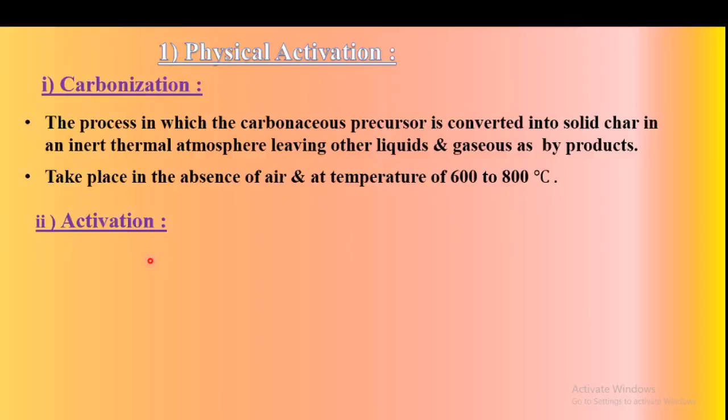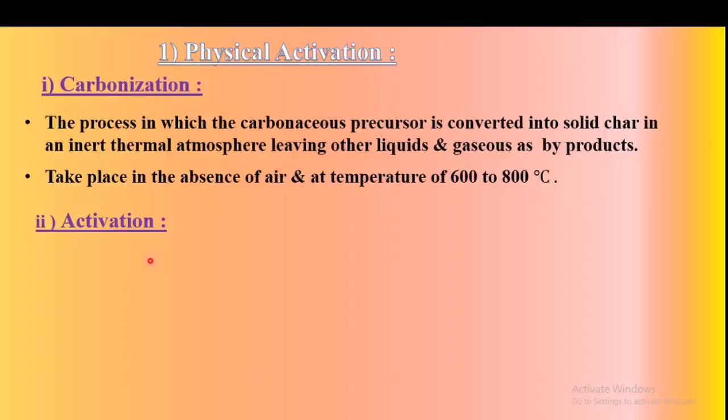The second method is activation. So what is activation? It is a series of processes in which char porosity is improved. Means the porosity of that char, the solid material formed, is improved by increasing the surface area of the produced activated carbon. In the carbonization method, the carbonaceous precursor is converted into solid char, and in the activation, what happens?